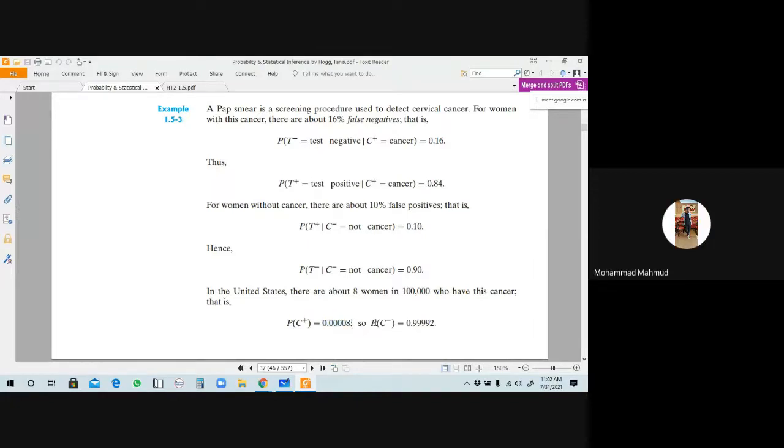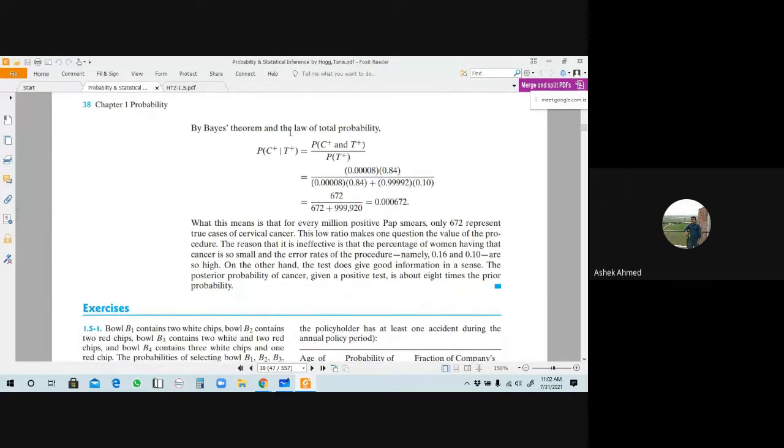Yes, sir. So this will be the probability of no cancer. From here, we have to find out, after testing, if the test is positive, whether you have the cancer. After testing, you have the cancer. Okay, how to find out this?